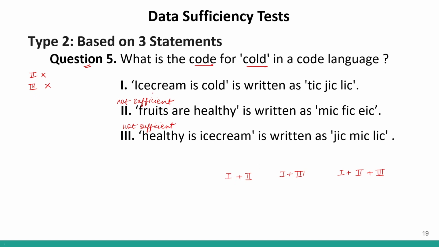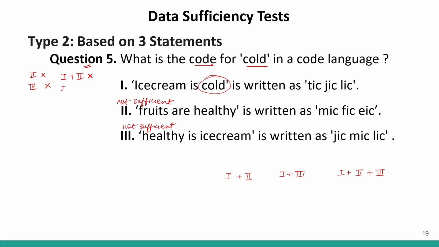Now let me combine first and second statement. If I combine the first and second statement, I can see ice cream is cold, fruits are healthy. These are all different words. If I have to find the code for cold, I have to find the code for ice cream is, and that is not given in the second statement. So even with a combination of 1 and 2, I am not able to find the answer. Correct?